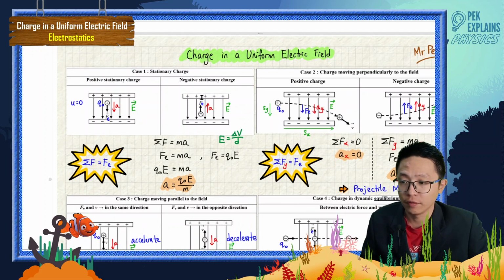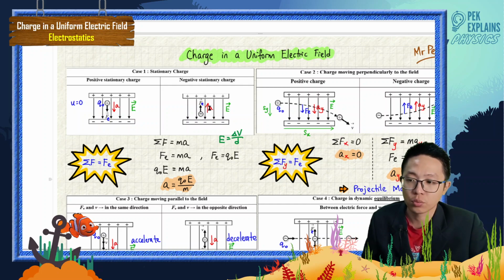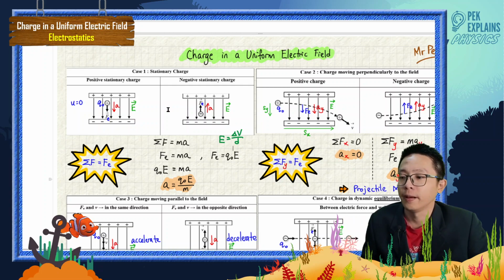About the negative: if it is a negative stationary charge, this negative charge must be attracted by the positive plate. So the force is upward towards the positive plate. When the force is upward, the acceleration must be in the same direction as the force. Force goes upward, acceleration must also be upward. Acceleration must always follow the direction of force. If F is going downward, a is also downward. F going upward, a also upward. Because F equal to ma, the a must follow the F.